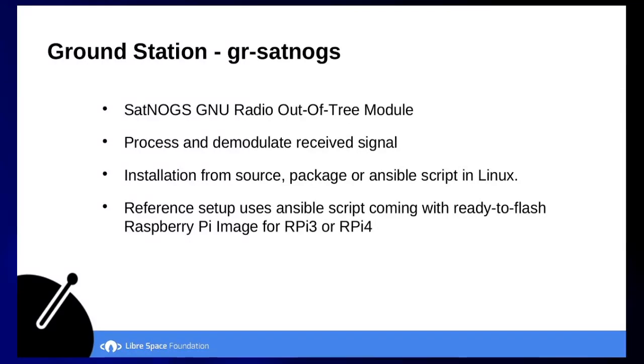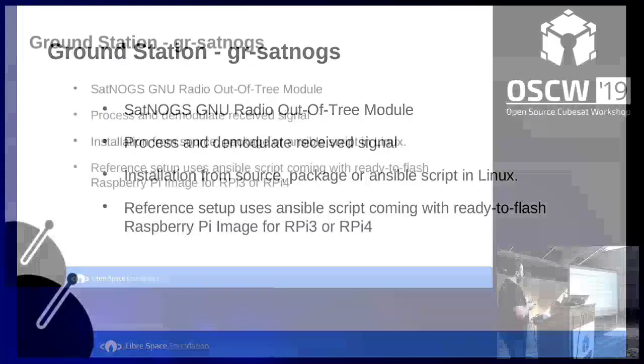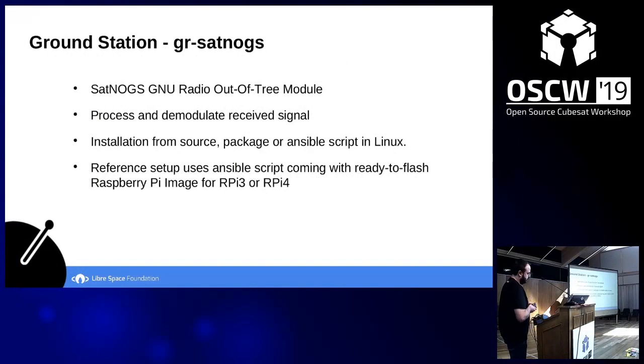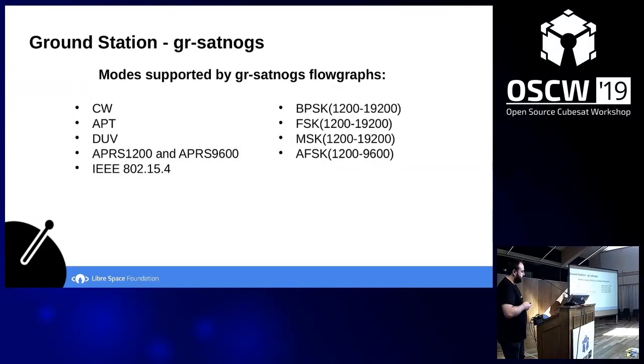Now, gr-satnogs, the GNU Radio out-of-tree module of SatNOGS that helps us to process and demodulate the signal that we receive with the SDRs. Again, the installation can be done by source code, by a Linux package, and also again the Ansible script. Again, the reference setup installs gr-satnogs from the Ansible script, which is again on the image of Raspberry Pi 3 or 4. So these are the modes that are currently supported by gr-satnogs.